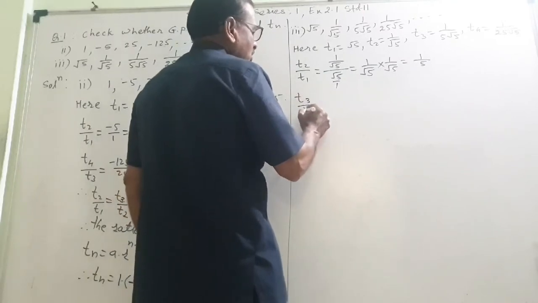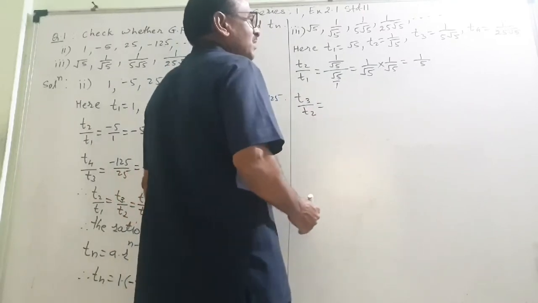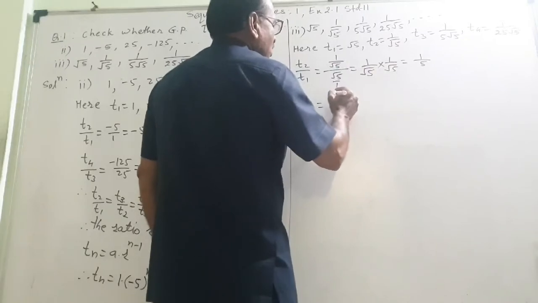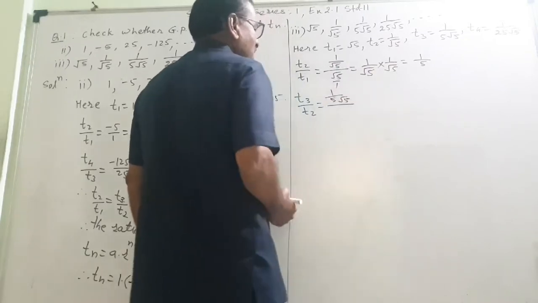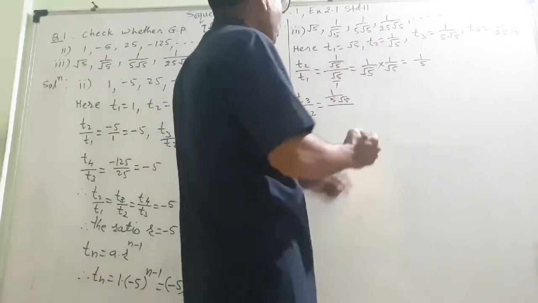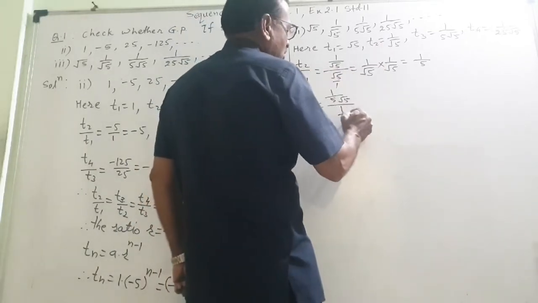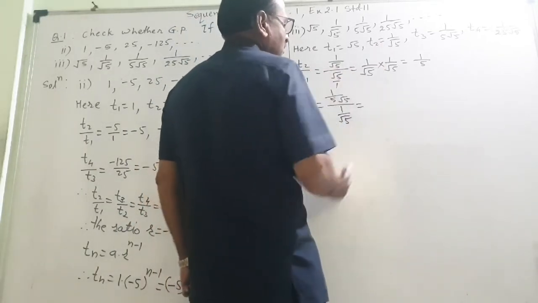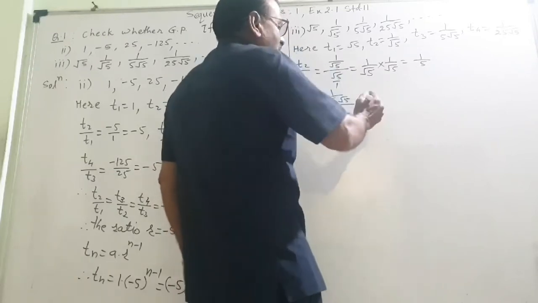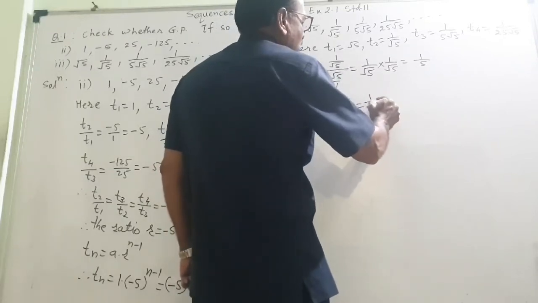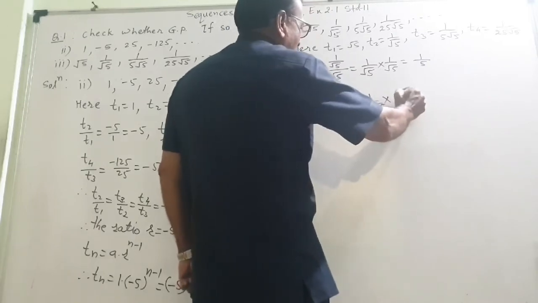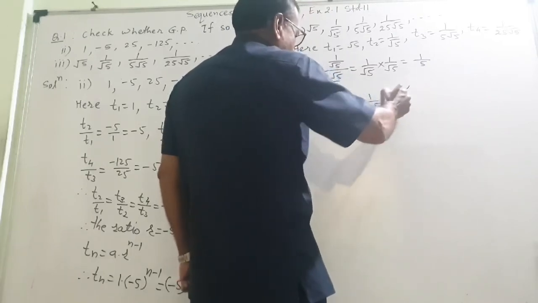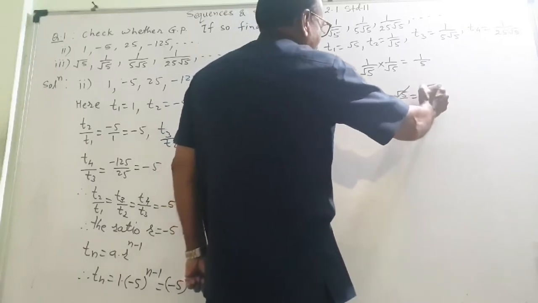T3 upon T2. What is T3? 1 upon 5 root 5 divided by T2. T2 is 1 upon root 5. That is equal to, this will be inverted now. 1 upon 5 root 5 will become root 5 upon 1. This root 5 cancels, and that is equal to 1 upon 5.